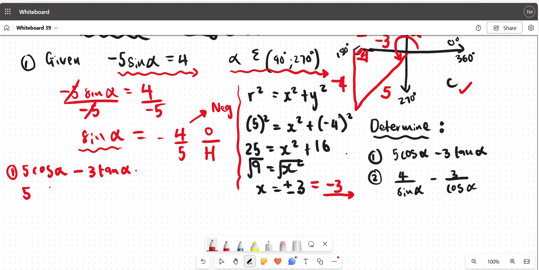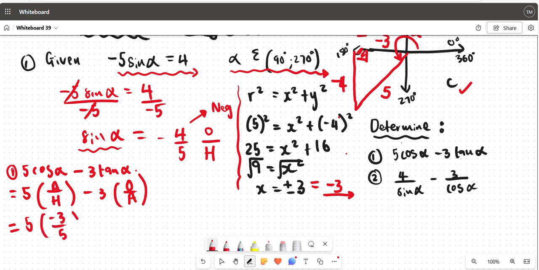So what is cos? Cos is always adjacent over hypotenuse. And what is tan? Tan is always opposite over the adjacent. So what I need to substitute is those ratios in place of the trig ratio. So a over h, the a is the -3 over the +5, minus the 3. The o over a is a -4 divided by a -3.